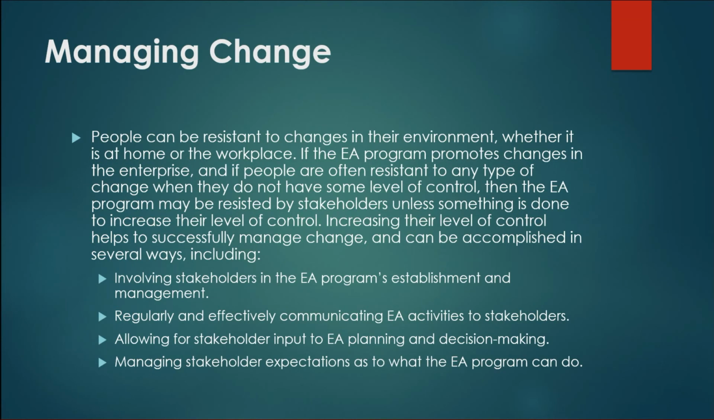So people can be resistant to changes in their environment, whether it is at home or the workplace. If the EA program promotes changes in the enterprise, and people are often resistant to any type of change when they do not have some level of control, then the EA program may be resisted by stakeholders unless something is done to increase their level of control. Increasing their level of control helps to successfully manage change and can be accomplished in several ways, including involving stakeholders in the EA program establishment and management.